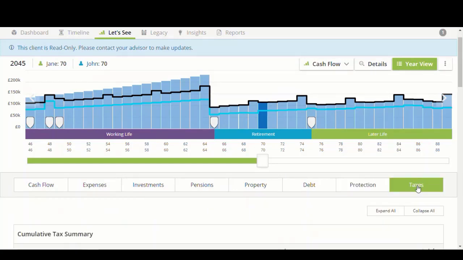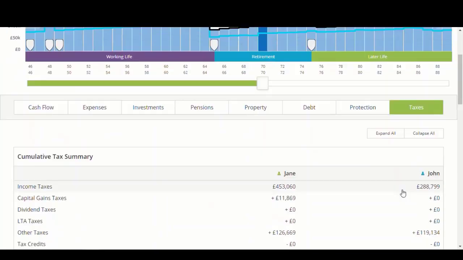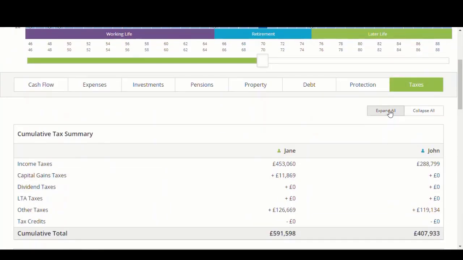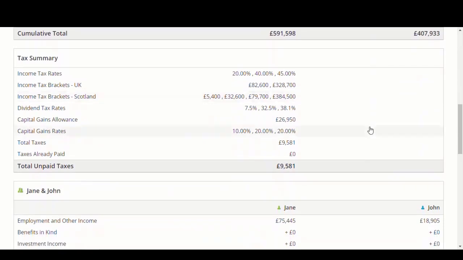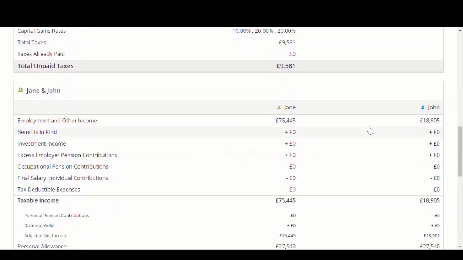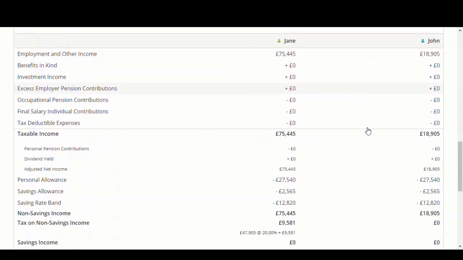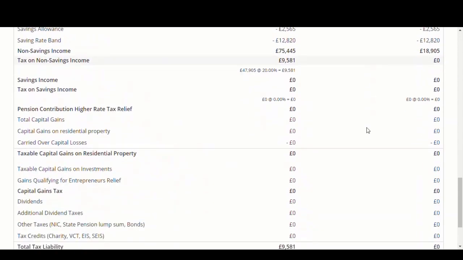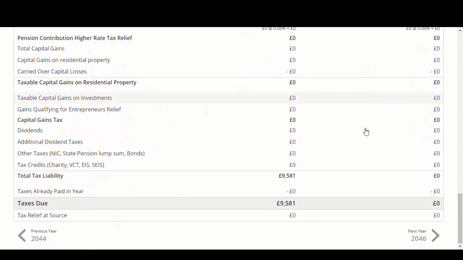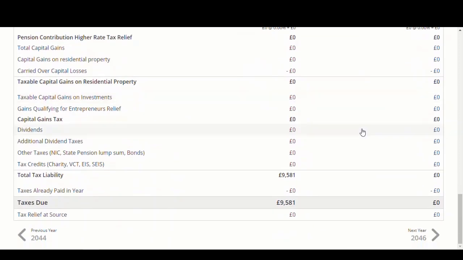Here we have a cumulative tax summary for each person within the plan. And if we expand all, you can see much more information, including the breakdown of how much tax has been paid and tax due, any pension contributions that have been made and therefore the higher rate tax relief, the total capital gains tax, and also credits for products such as VCTs, EIS or SEIS.